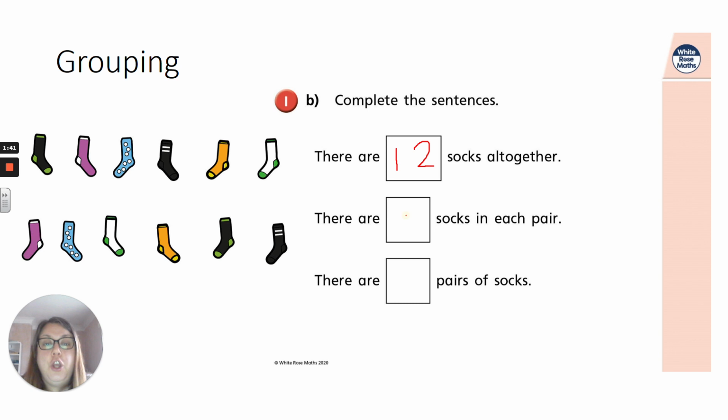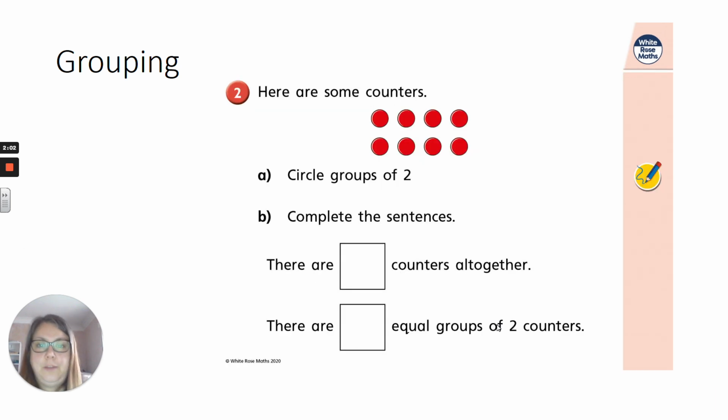Yeah, there are 2 socks in each pair, aren't there? Because we pair them up together, so we make 2. And how many pairs of socks do we have? We've got 6 pairs of socks. Brilliant, okay, and that's part of our times table, isn't it? Because we know 6 times 2 is 12, or we know 12 divided by 2 is 6. So it's using these number facts to help us.